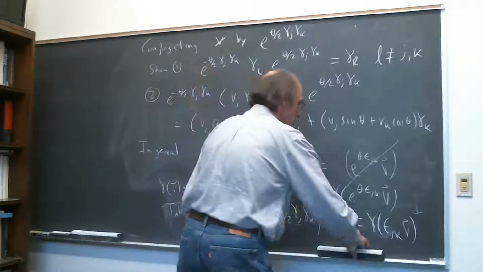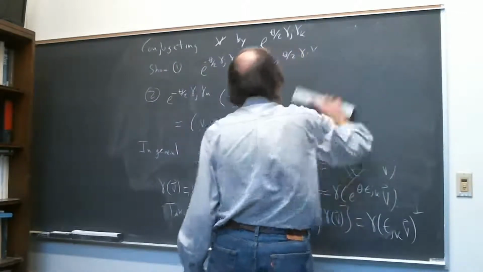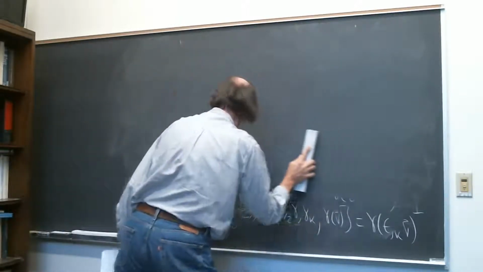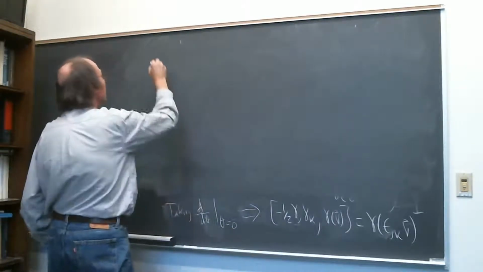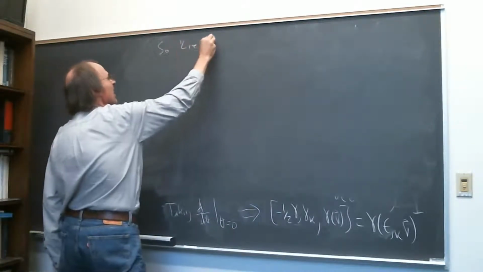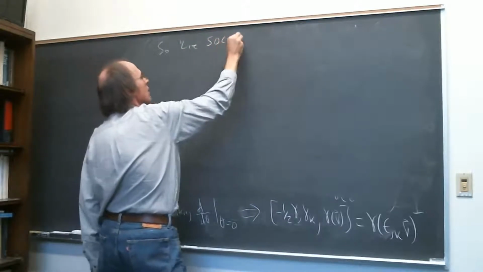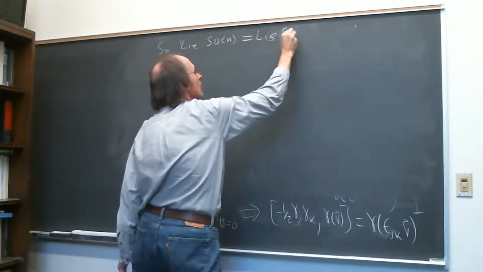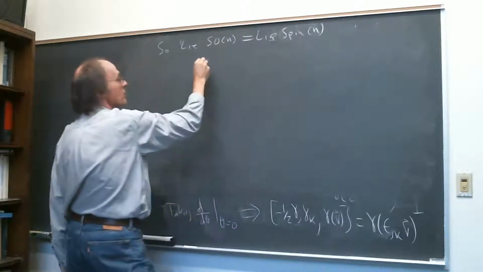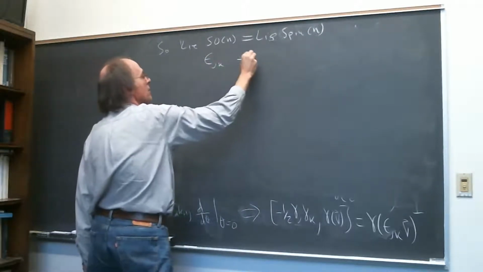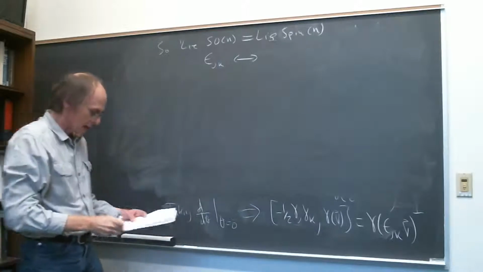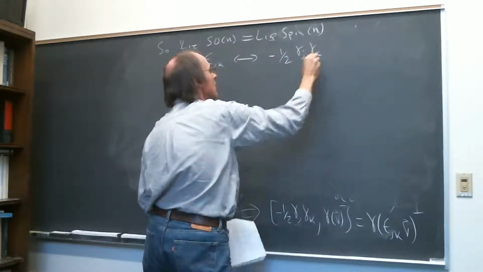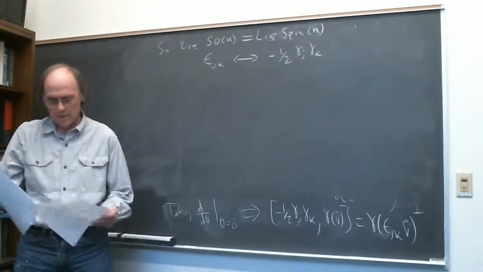And I guess I should say this. Maybe let me write it up here. So the so(n) is the same thing as the spin(n). And what's here, the epsilon jk, I hope I've got all this right. It should be minus 1/2 gamma j gamma k. Hope I've got these. It's hard to keep track of these signs.